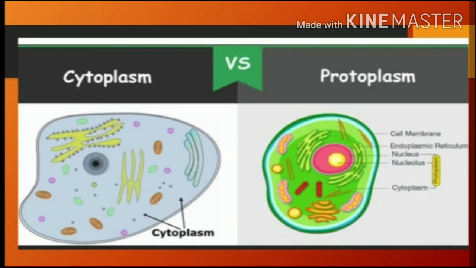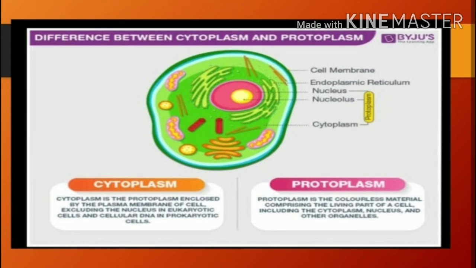If you have a look at this, there are different parts which are labeled here. Now let us see the difference between cytoplasm and protoplasm. Actually, cytoplasm is the protoplasm which is enclosed by the plasma membrane of the cell, excluding the nucleus in eukaryotic cells and cellular DNA in prokaryotic cells, whereas protoplasm is the colorless material comprising the living part of a cell and including the cytoplasm, nucleus and other organelles.